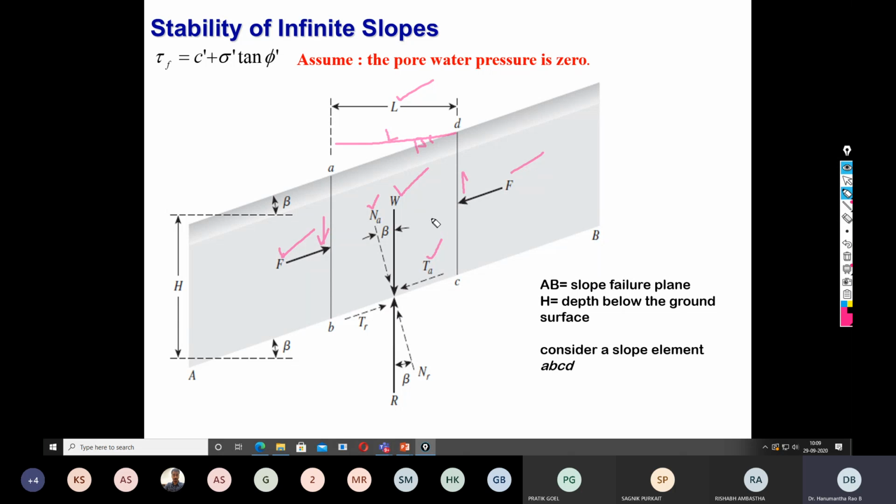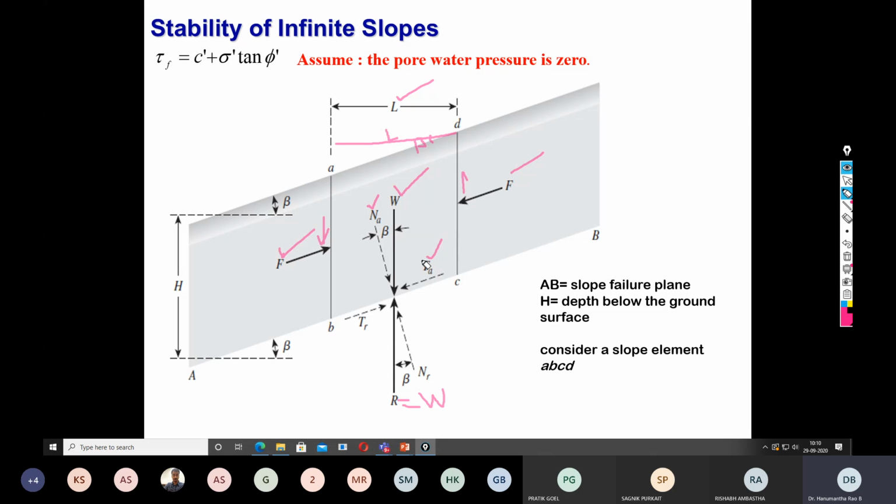Now when this block is trying to slide along the failure plane AB, the shear strength gets developed in the direction opposite to W. We can call R the reaction, whose magnitude will be equal to the magnitude of W. So we can assume that R equals W at equilibrium, so that this ABCD will not move further. Similarly, the reaction R also causes a normal stress and shear stress, opposite to the normal stress and shear stress caused by W.